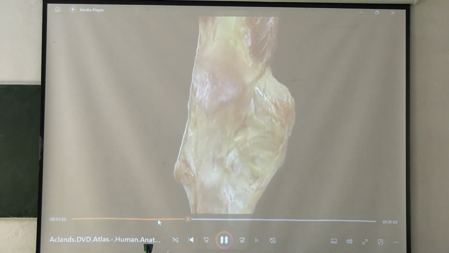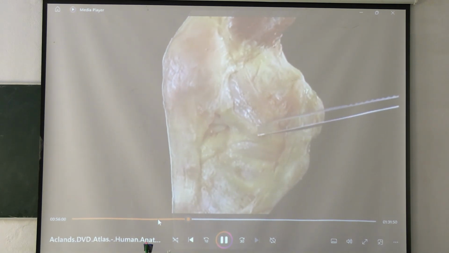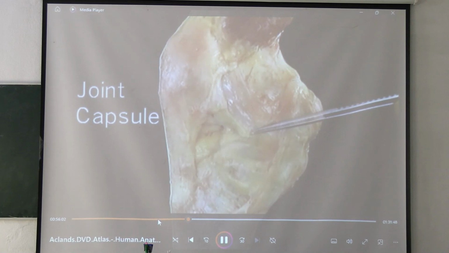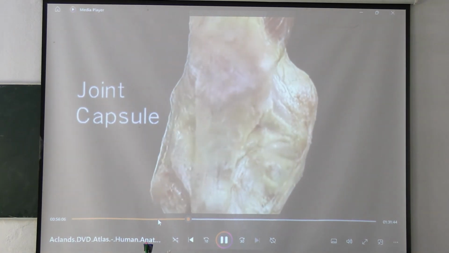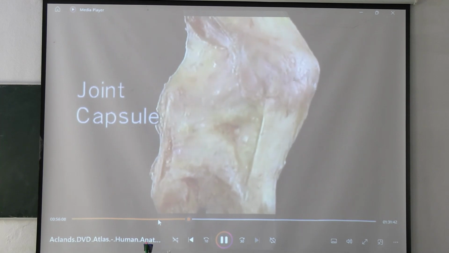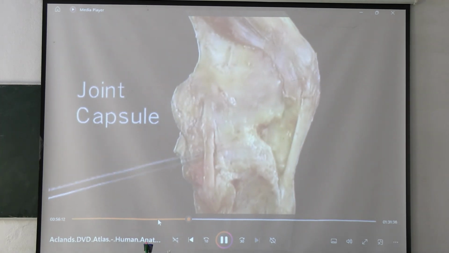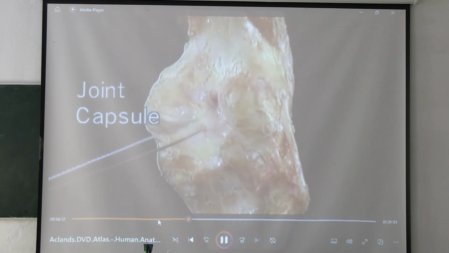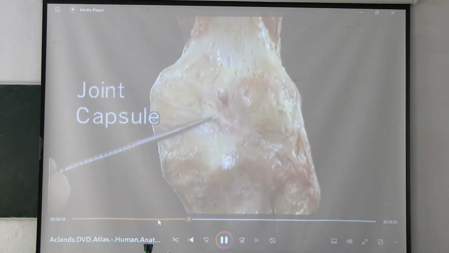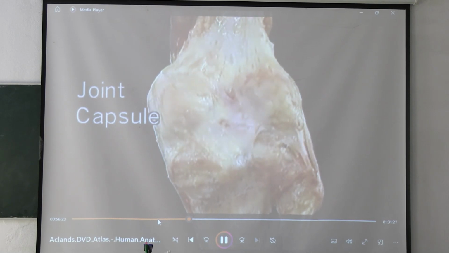Here's the knee joint with the joint capsule intact. On the medial side, the thin capsule is continuous with the tibial collateral ligament. But on the lateral side, the capsule is separated from the fibular collateral. On the back of the joint, the capsule is thick and strong. The thickened posterior capsule prevents hyperextension of the knee.